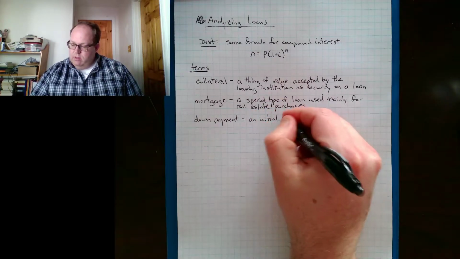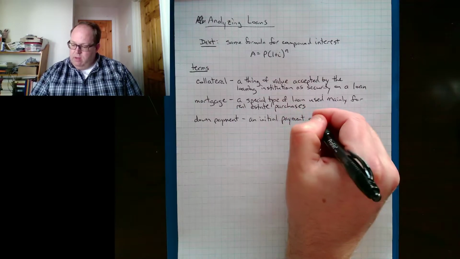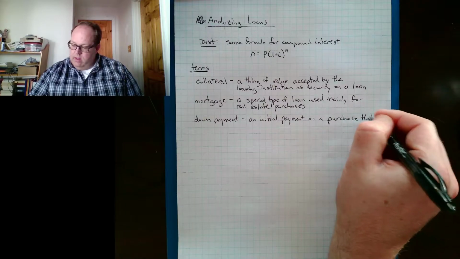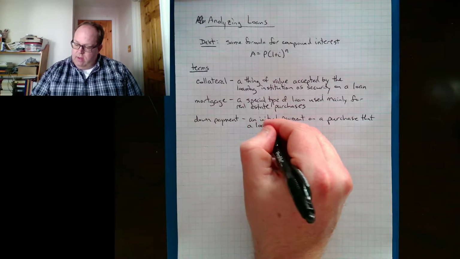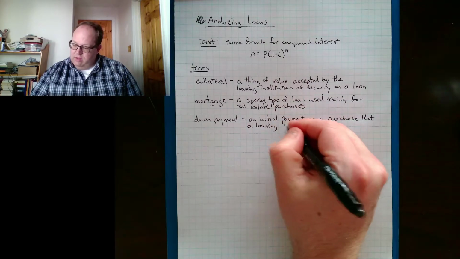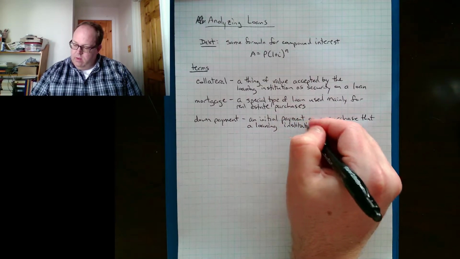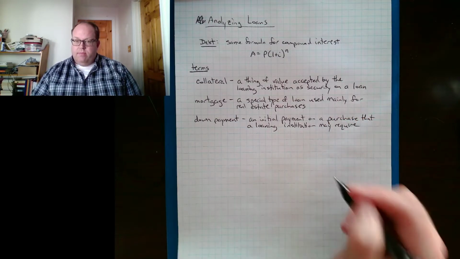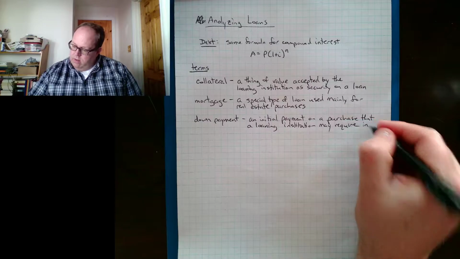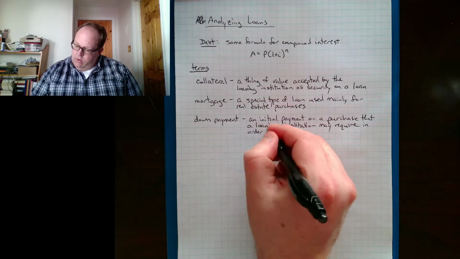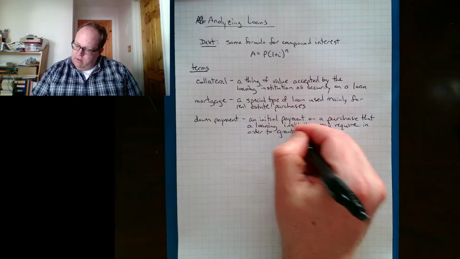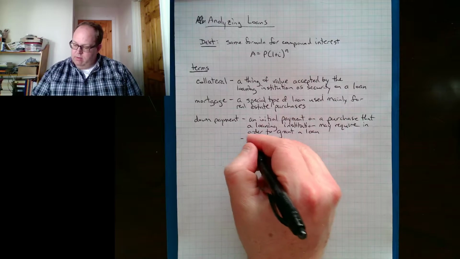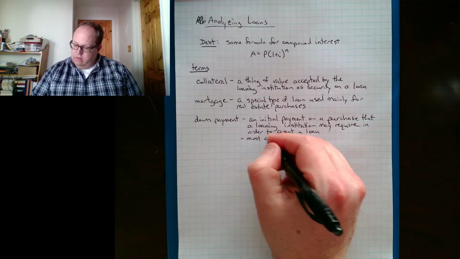So a down payment is an initial payment on a purchase that a loaning institution, a lending institution, may require in order to grant a loan. And again, most commonly used in mortgages.